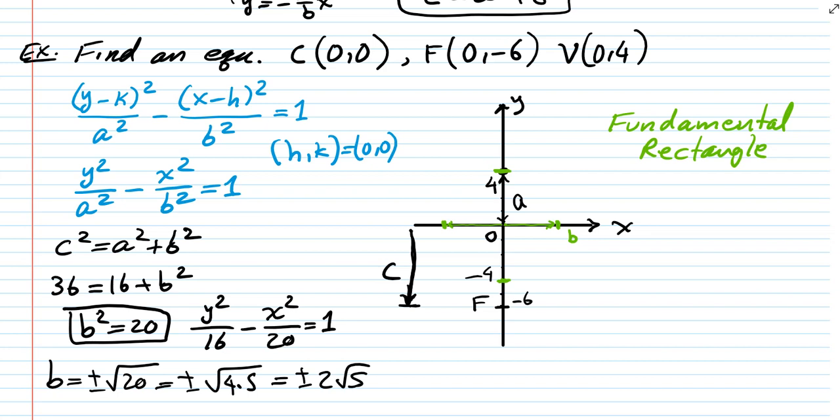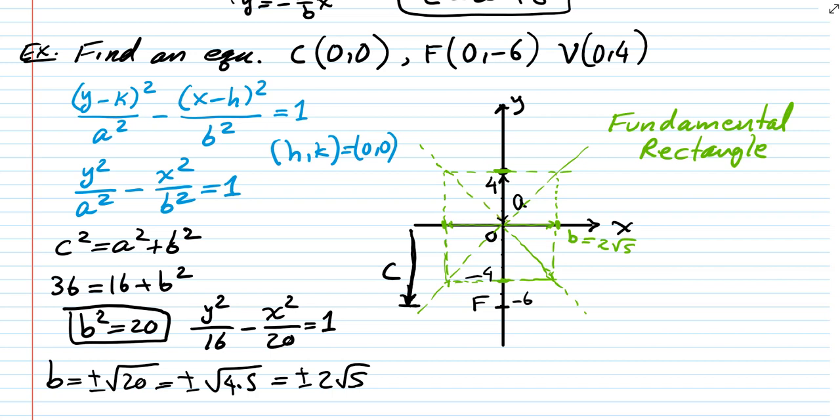Now, once we have this B, which is 2 root 5, we're going to construct a rectangle, which they call the fundamental rectangle. So I'm going to go parallel to the x-axis, running through 4, negative 4, parallel to the y-axis, running through 2 root 5 and negative 2 root 5. And there is my rectangle. You see that? And then we draw the diagonals of this rectangle. These are the asymptotes.